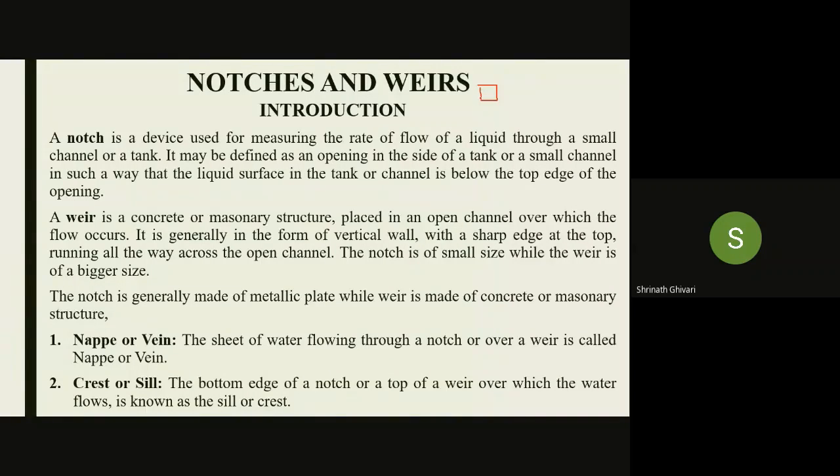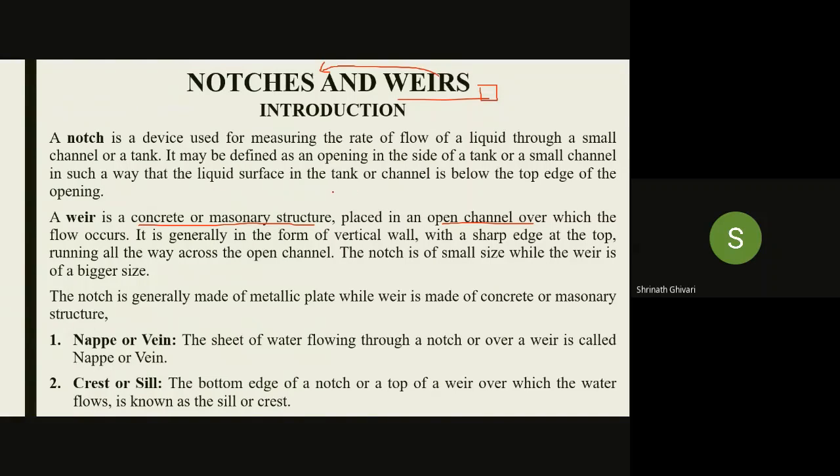But what is meant by weirs? Weirs are the same type of structure as notches, but they are made from concrete or masonry, which are placed in an open channel over which the flow occurs.